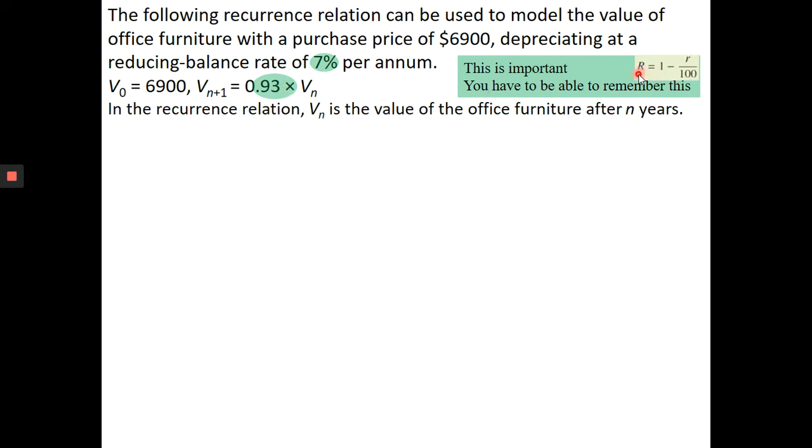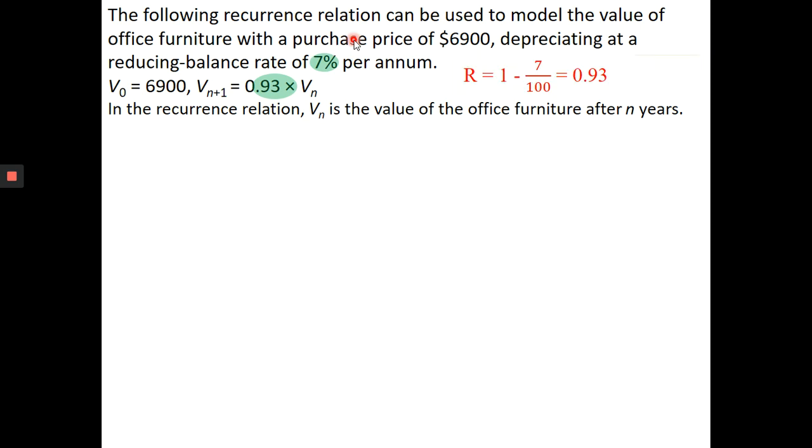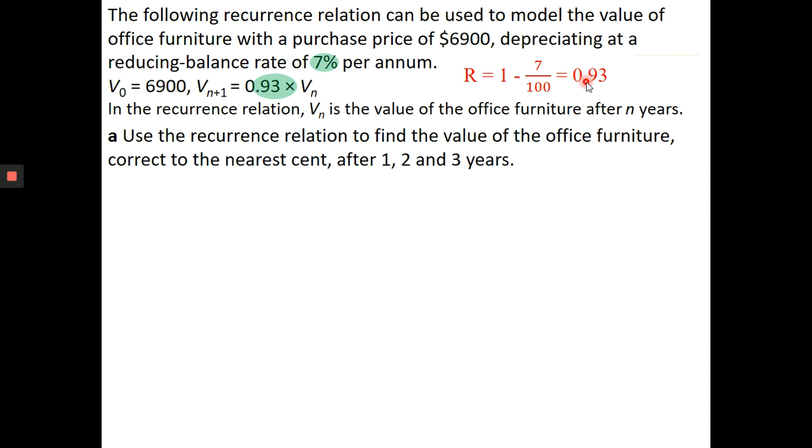So remember, we've got capital R equals 1 minus little r over 100. Little r is the interest rate. When we turn that into 1 minus r over 100, that's where we get our 0.93 from. So this is an issue that kids forget. So make sure you're not one of those kids that forgets.